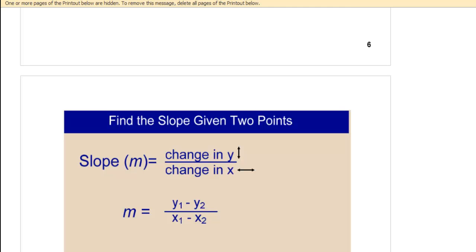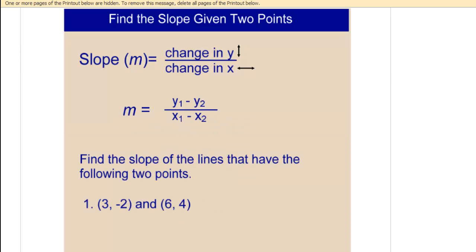As we saw before, if you were given two ordered pairs, you can find the slope of the line that those two ordered pairs lie on by using the formula slope, which we call m, equals y1 minus y2 over x1 minus x2, or the change in the y's over the change in the x's.